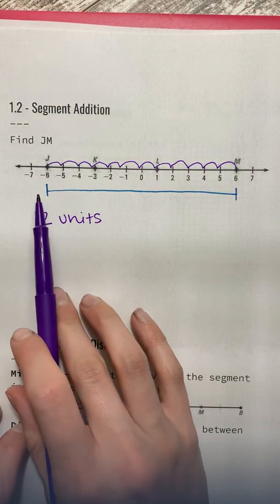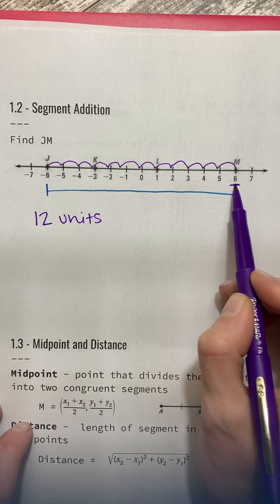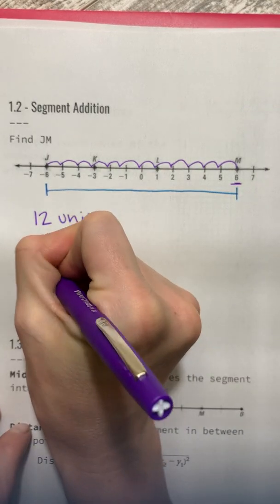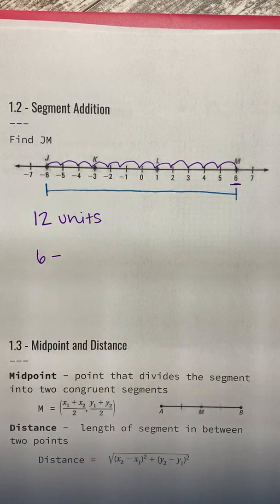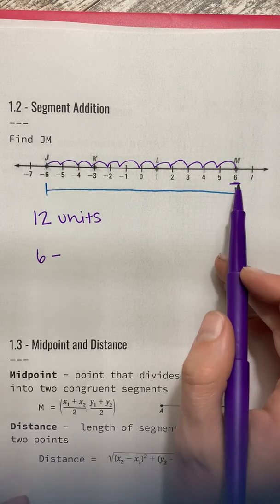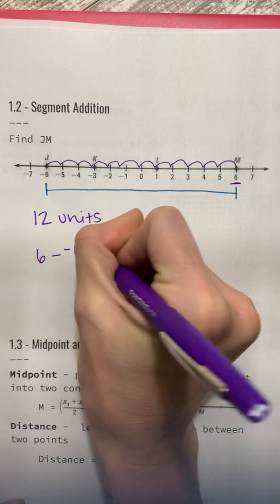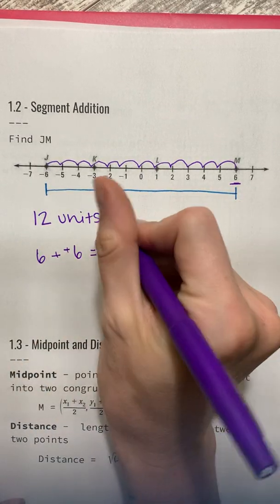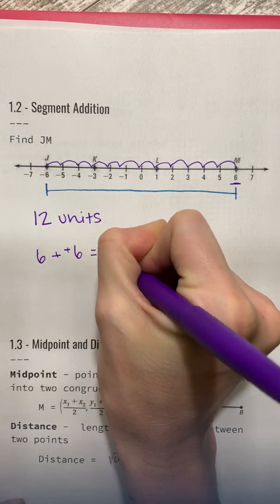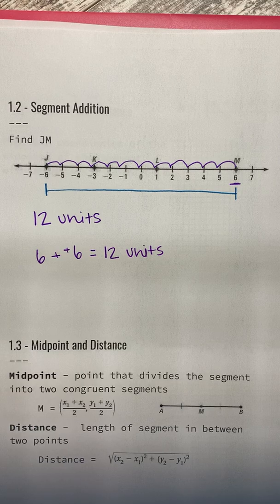Or what you can do is we can take this biggest point. So we can do 6 minus, right, when we want to know how far apart something is, we subtract. So 6 minus -6. 2 negatives make a positive. So that's going to be 6 plus 6, which is also 12 units. Okay, so same answer, 2 different ways to get it.